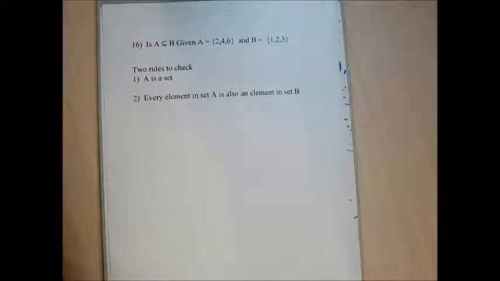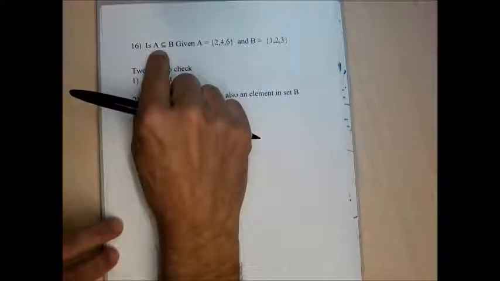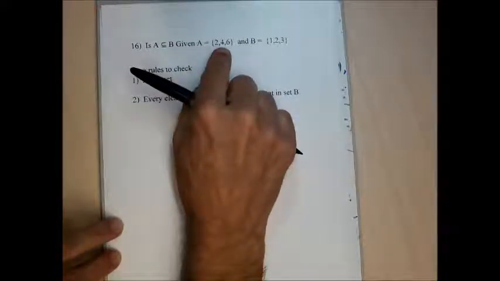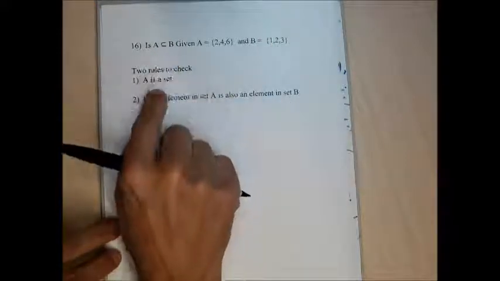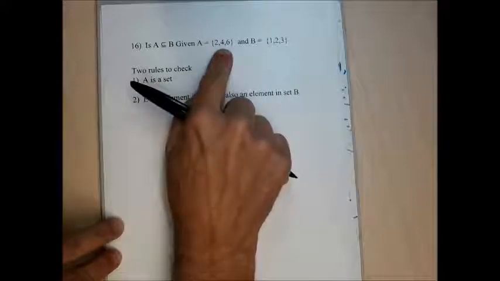16 is the last one in this grouping. Asks the same question. Is A a subset of B given A is the set containing the numbers 2, 4, and 6 and B is the set containing the numbers 1, 2, and 3? To check to see that A is a subset of B, I have to first see that A is a set. Because it's in set braces, it's a set listed in roster form, so it's a set.